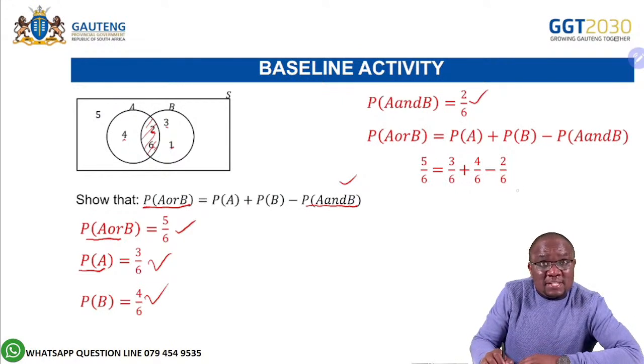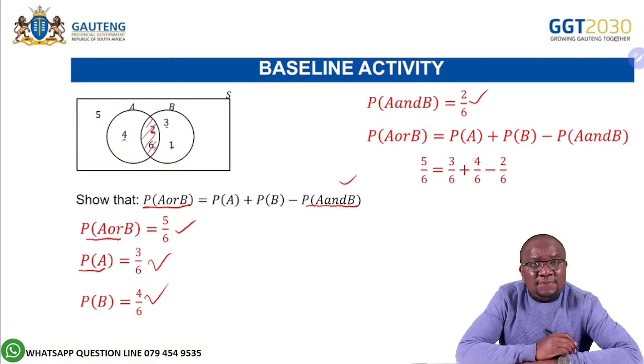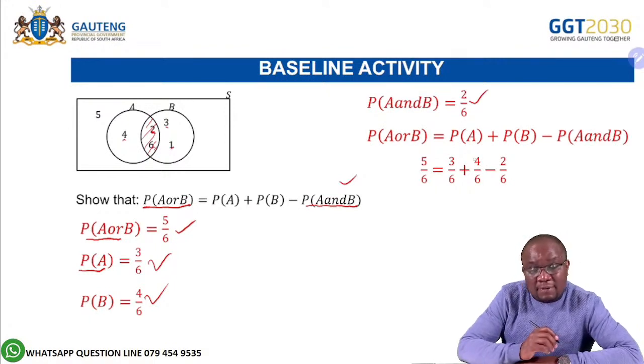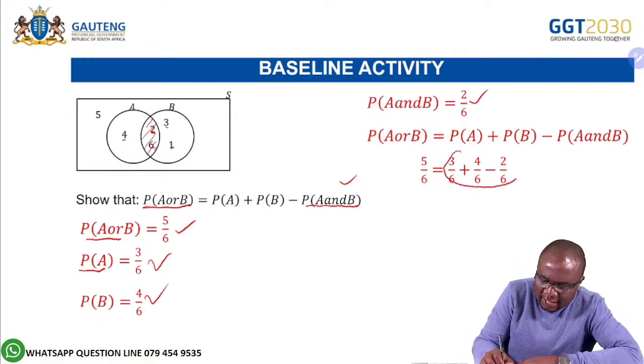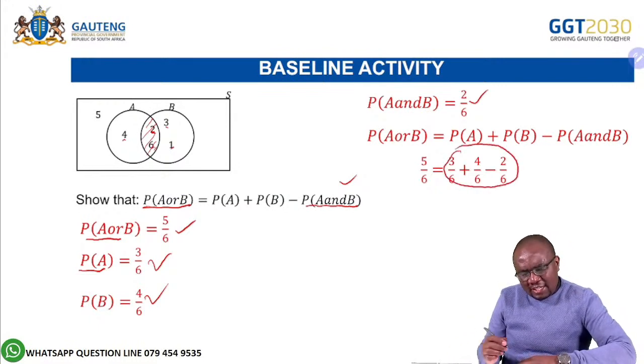The denominators are the same, so we can deal with the numerators there. 3 plus 4, what is it? 7, isn't it? 7 minus 2 is 5. So this whole thing is 5 out of 6. Now, do you see that?